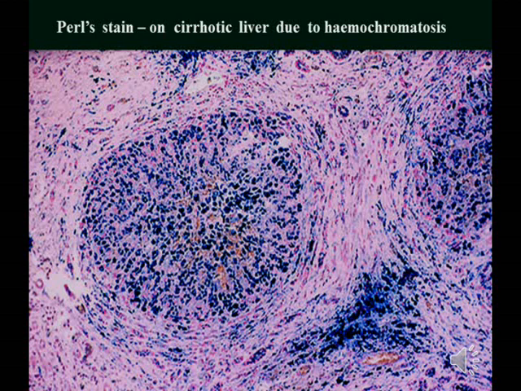This is the same special stain, Perls stain, on a cirrhotic liver due to hemochromatosis, where you can notice thickened fibrous septa which have divided the hepatic parenchyma into very uniformly sized micronodules, wherein the hepatocytes having hemosiderin granules are shown up by the special stain, and there are even sparse inflammatory infiltrates.